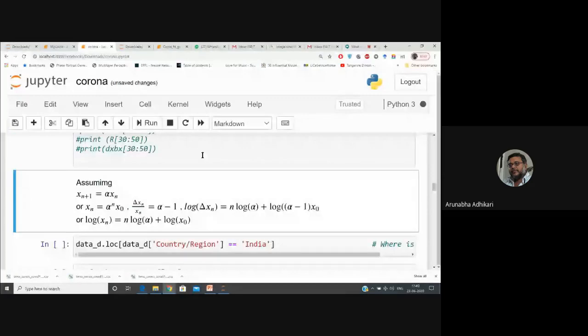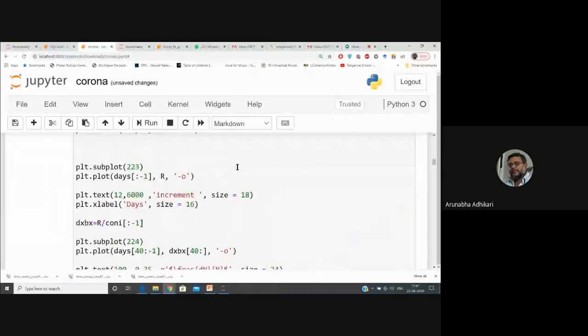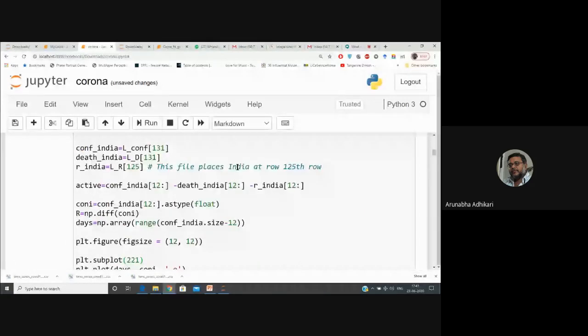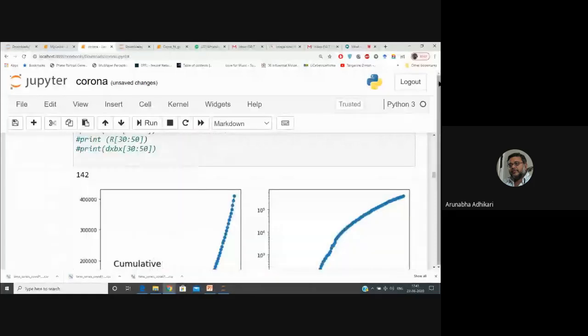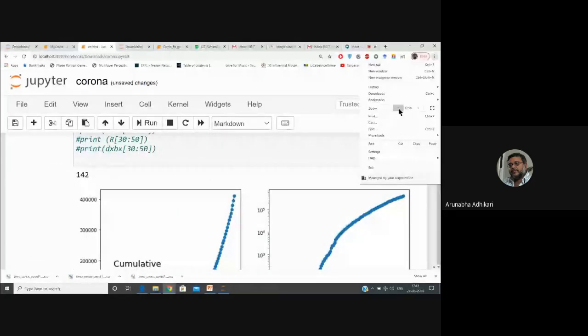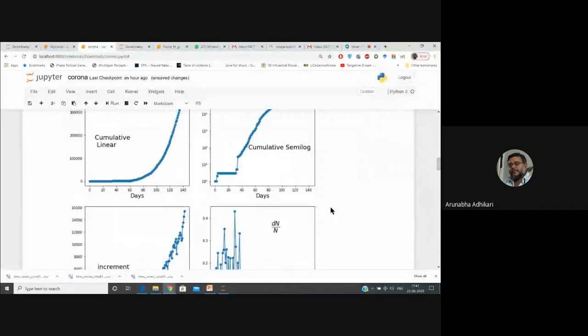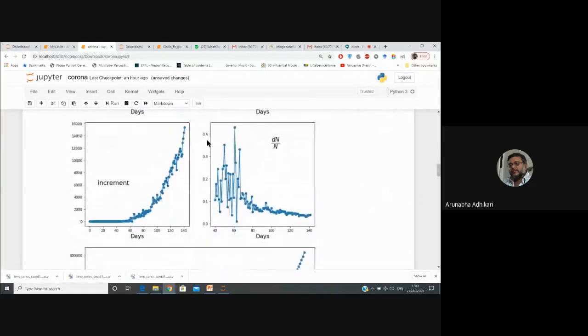So now it is the 142nd day. As Obijit explained, the initial few days had no data, so I started from the 12th day. Today is the 142nd day, yesterday's data. What I plot here is first the cumulative linear. Everywhere you can see this plot. Now we are above 4 lakh, and this is the cumulative semilog. And this is what Obijit has already shown us.